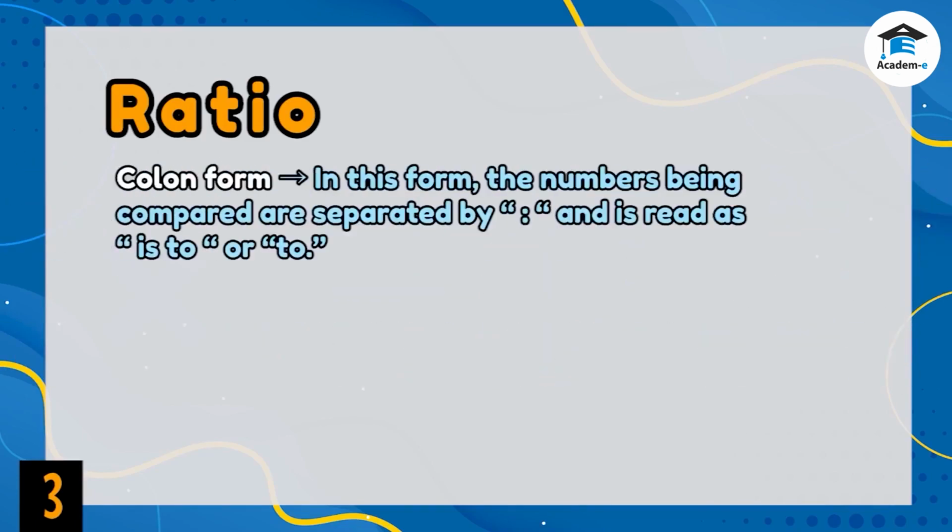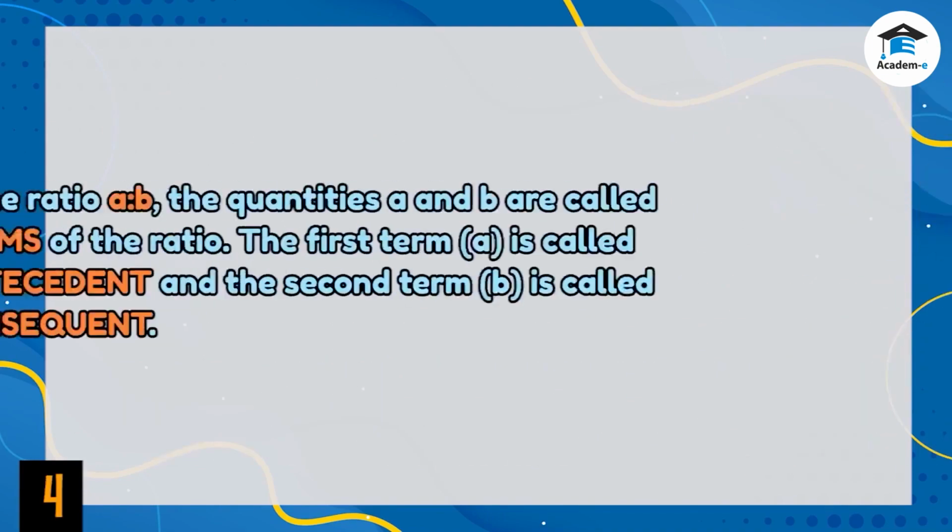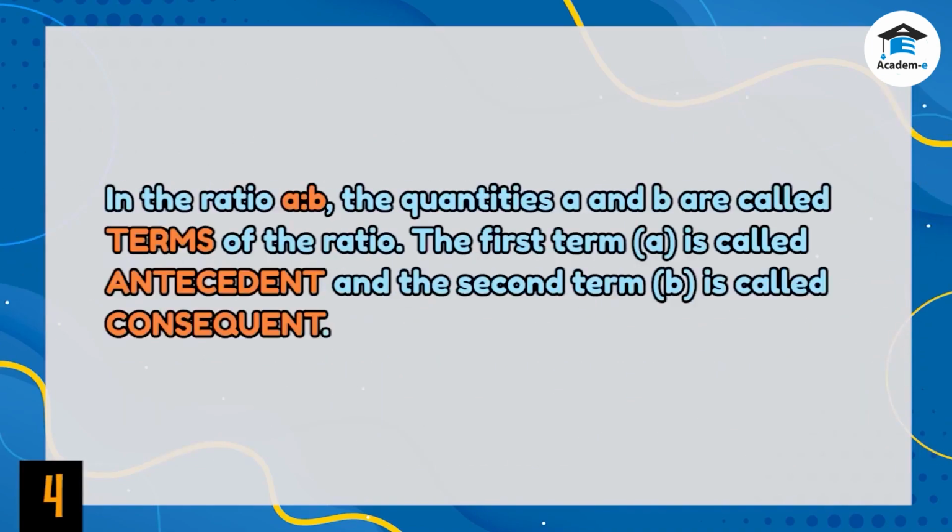Colon form. In this form, the numbers being compared are separated by a colon and is read as "is to" or "to." Example: A to B, or A is to B. Fraction form. In this form, the first number being compared is the numerator, and the second number is the denominator. Example: A over B. In the ratio A is to B, the quantities A and B are called terms of the ratio. The first term, A, is called antecedent and the second term, B, is called consequent.